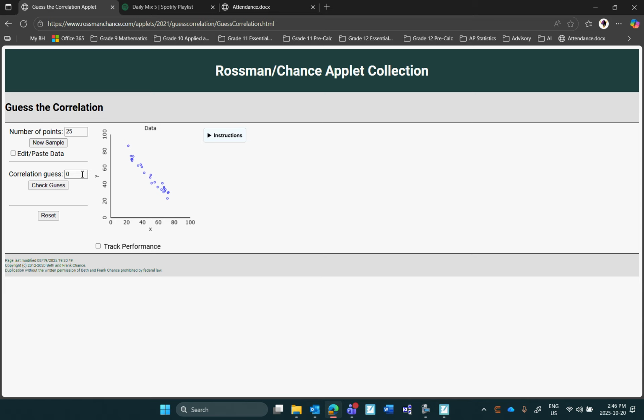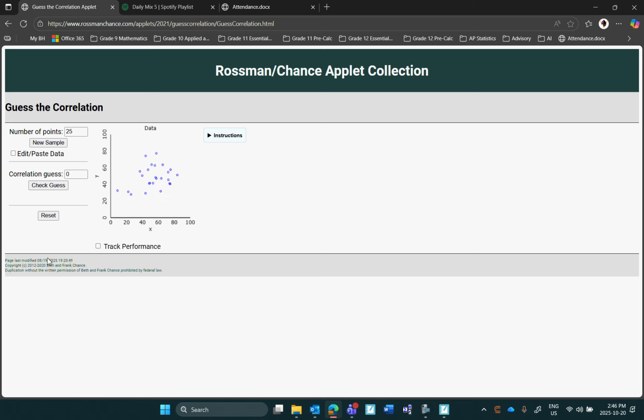Negative 0.9. Did you have 2? Even higher. Even stronger. Stronger negative. But we're close. Okay, let's see. You guys are getting it now.